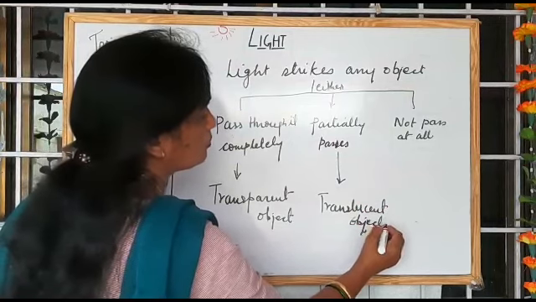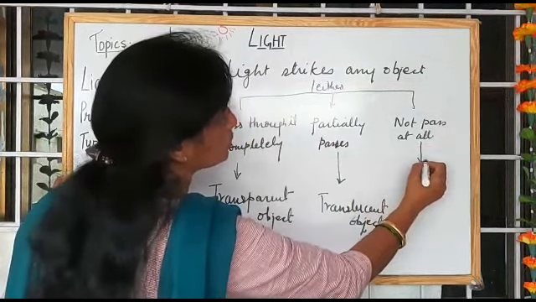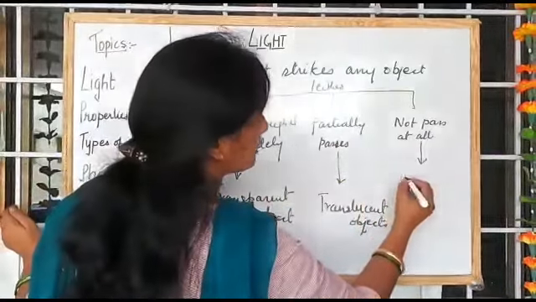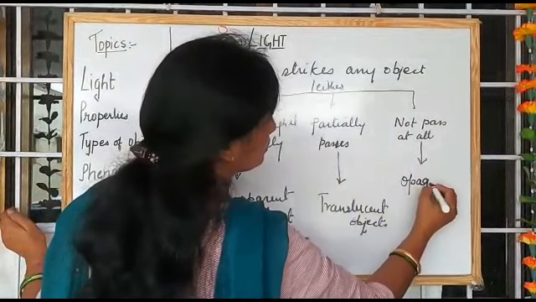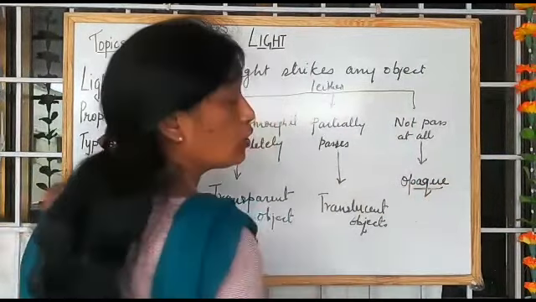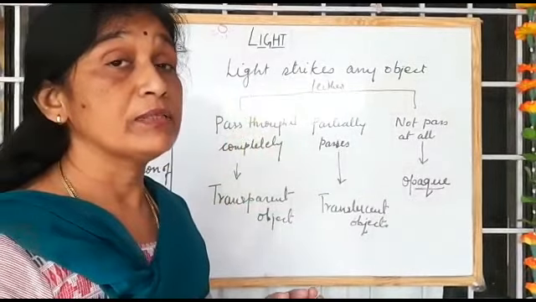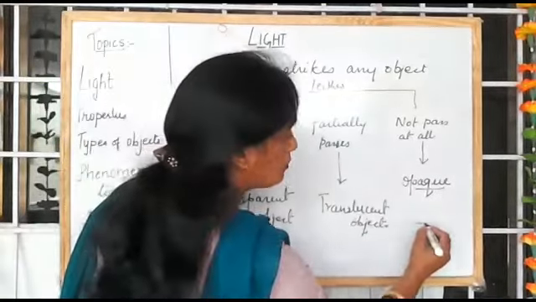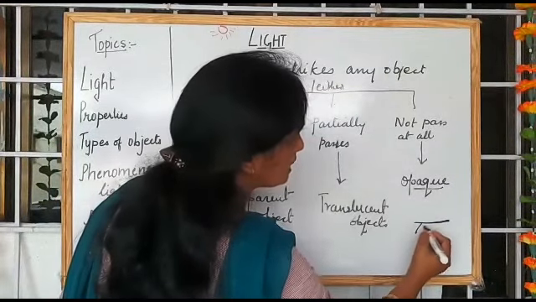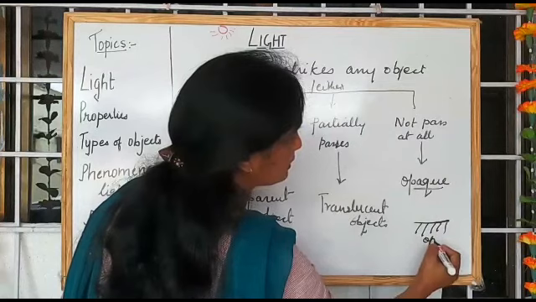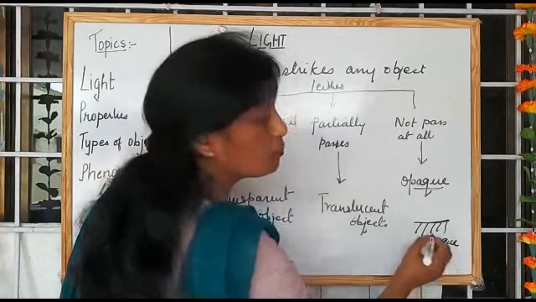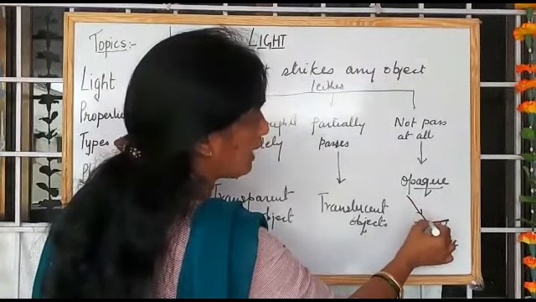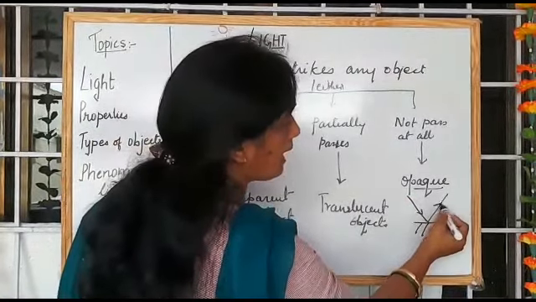Translucent objects. And the objects through which light doesn't pass at all, such objects are called opaque objects, okay? So what are opaque objects? Objects through which light does not pass. What happens if an object on which light falls is an opaque object? If this is an opaque object, it's not allowing light to pass through it, but light is falling on it. What will happen? It will reflect back.